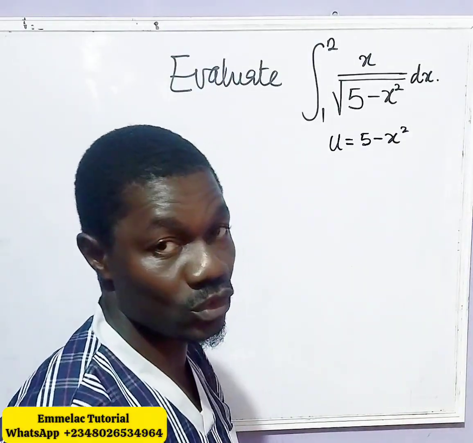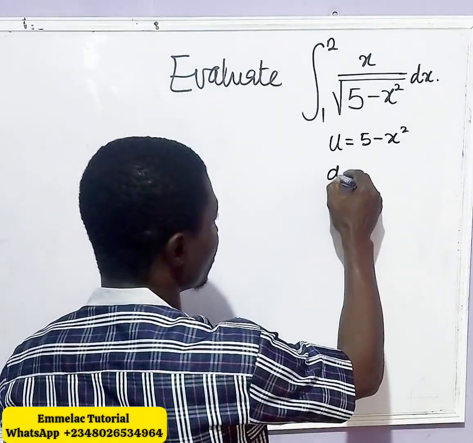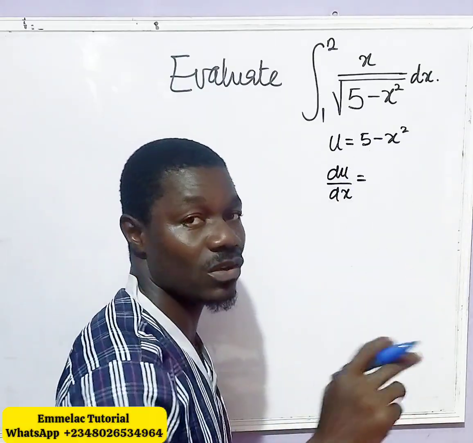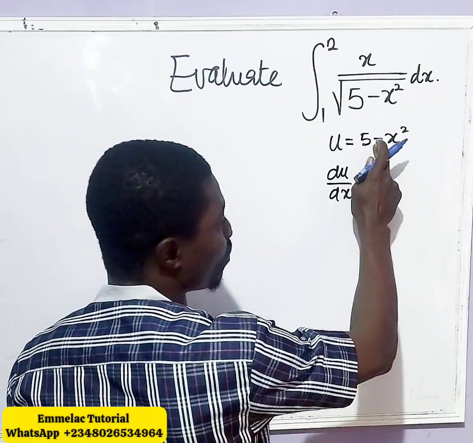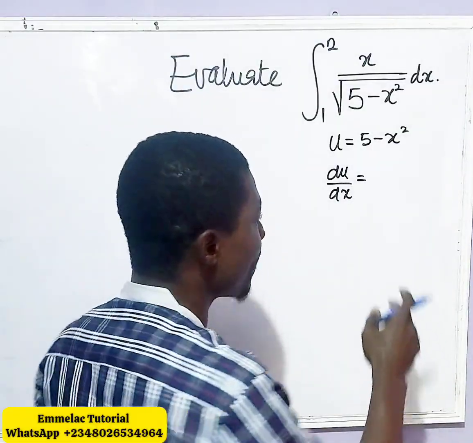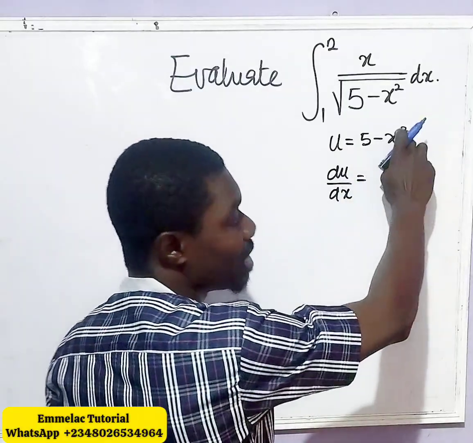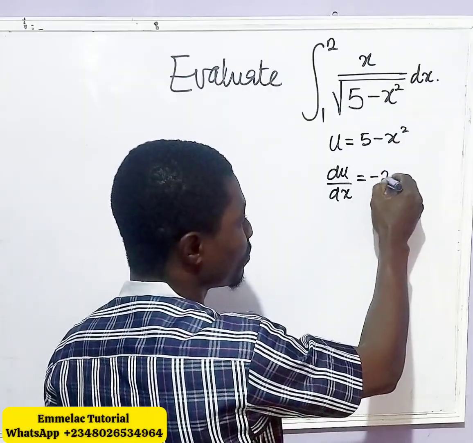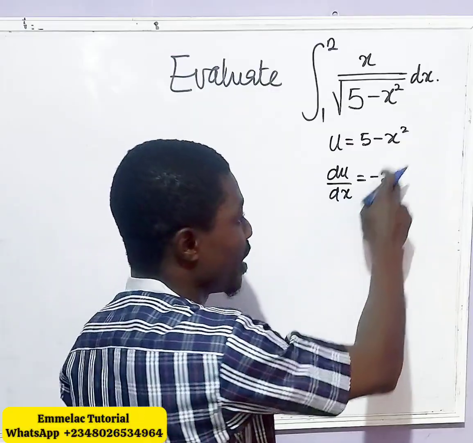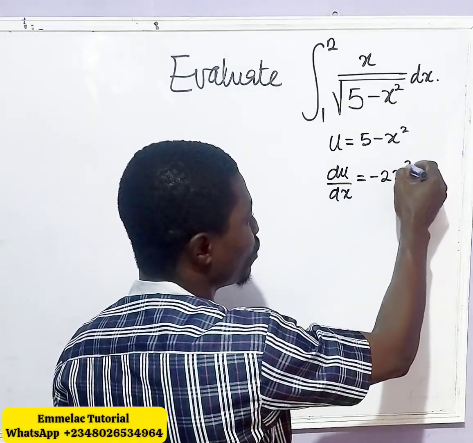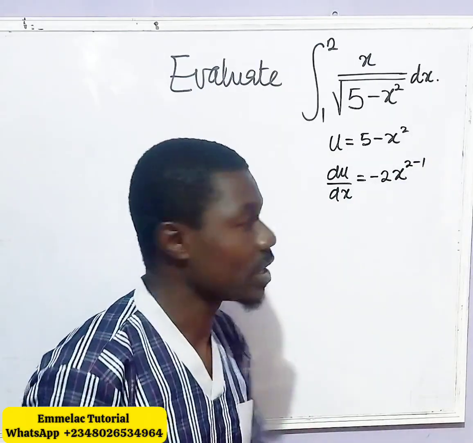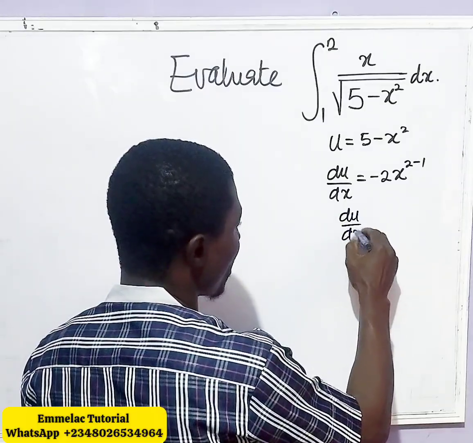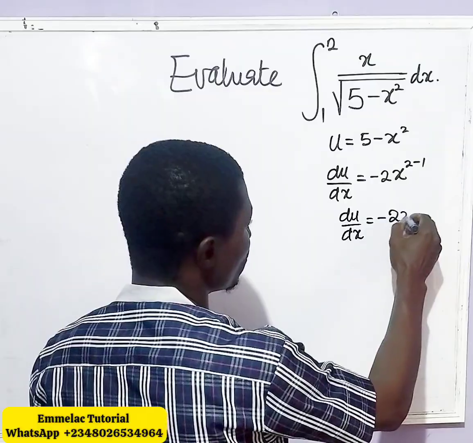Now let us differentiate u with respect to x, and that gives us du over dx. Because 5 here is a constant, that becomes 0. We are left with negative x raised to 2, and by differentiating, all we need to do is take the exponent, make it a multiplier. So here you have negative 2 as a multiplier, then x, then 2 take away 1. So this will give us du over dx equals negative 2x.